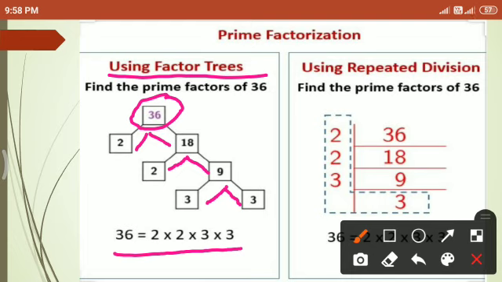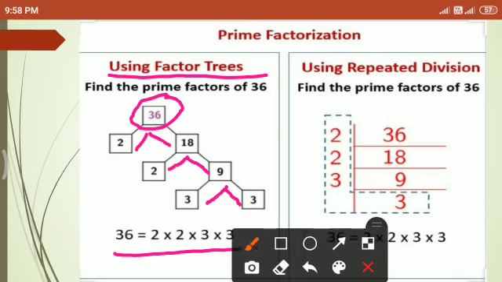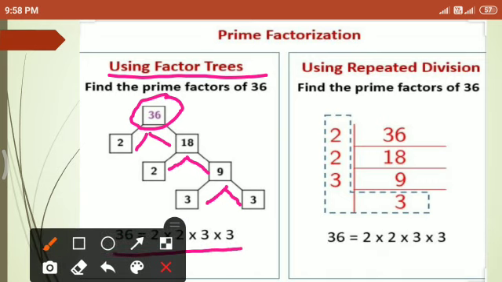Now we have to see the repeated division method. Now in repeated division method, what we are doing in the division, in the same way we have to do here. That is 36. Now we have to find out the prime factor again of 36. But how will you find out the prime factor of 36? By the division method. Now see, 36 is divisible by which number? Now while doing the division method, you have to start with a smaller prime number. Now 36 is divisible by 2.